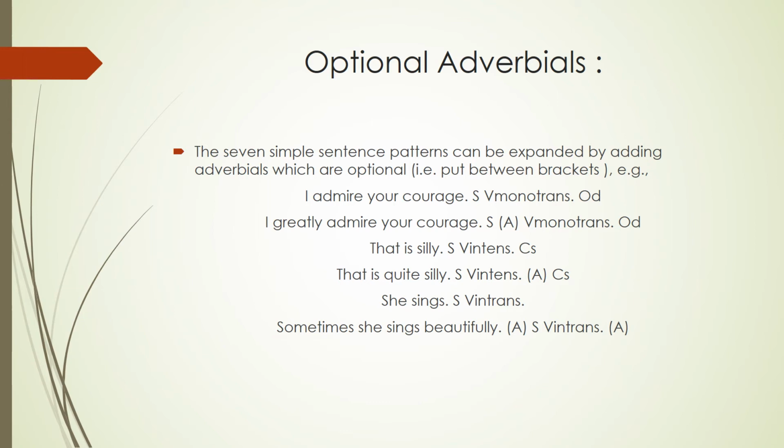We are not going to talk about the adverb of place. We talked about it in the first video. We talked about how it can be obligatory and optional. We are going to talk here about other types of adverbs or adverbials that can be added to the sentence to expand it. So here all the 7 simple patterns that we have studied can be expanded by adding adverbials.